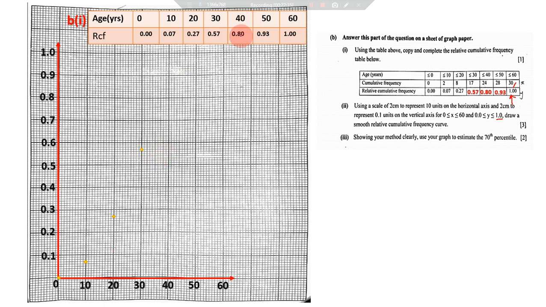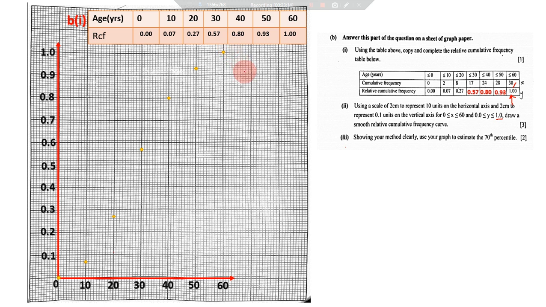Then 40, 0.80. So 40, 0.8, it is just on this particular line. So that is the point here. Okay, then 50, 0.93. So 50, 0.93. 0.93 should be above 0.9. So we count 3 steps. That is 1, 2, 3. That is where our 0.93 is. Okay, then last one is 60, 1. I think this one is direct up to here.